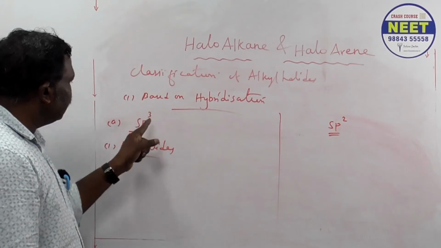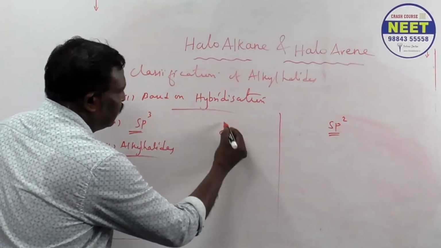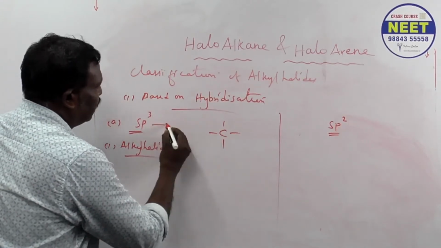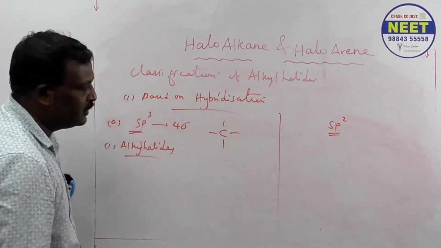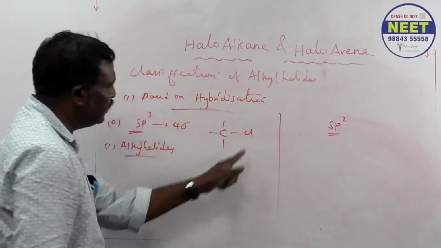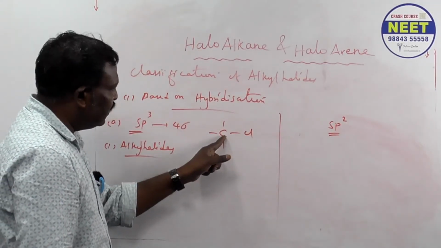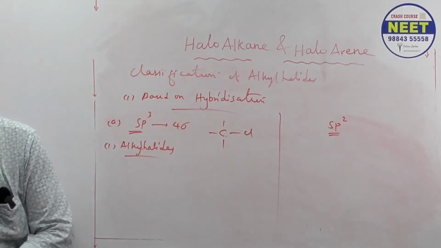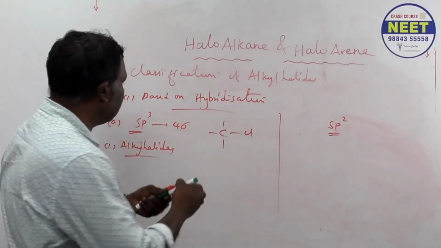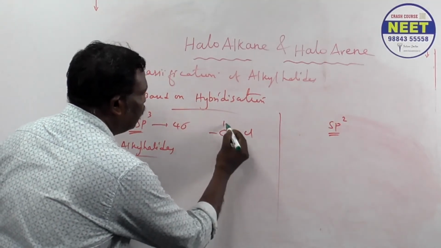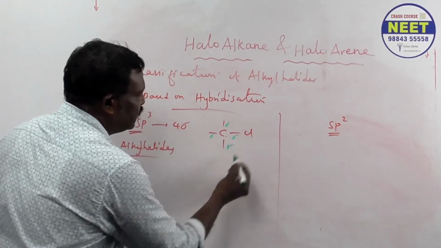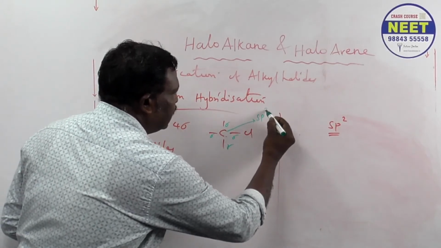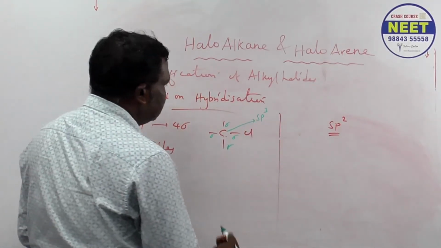See, first of all, sp3 means you just remember this one. We have 4 sigma bonds around the carbon atom. Suppose the halogen is attached to this carbon. Around this we should have 4 sigma bonds. Then only this carbon is called what? sp3 carbon. See, 1, 2, 3, 4 sigma bonds. If you have 4 sigma bonds, this carbon is called sp3 carbon.